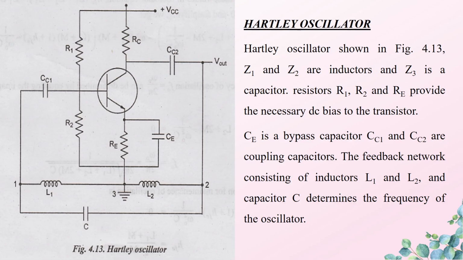So now the Hartley oscillator consists of three elements in the feedback network. We can take it as Z1, Z2 and Z3. So Z1 is nothing but the inductance L1, and Z2 is nothing but inductance L2, and Z3 is nothing but capacitor C. Now CE is a bypass capacitor, and CC1 and CC2 are coupling capacitors. The feedback network consists of three elements which determines the frequency of oscillation of the Hartley oscillator.